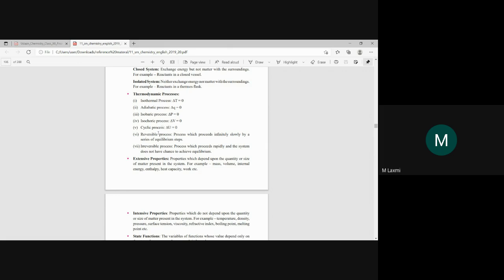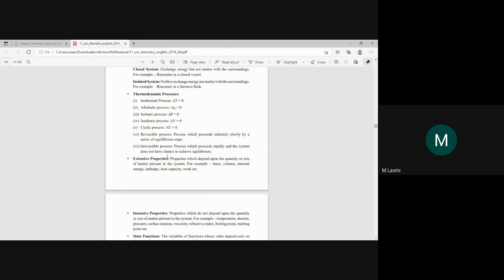Now, moving to the reversible process. The process which proceeds infinitely slowly by a series of steps, where in all the steps equilibrium is maintained, is called a reversible process. What is an irreversible process? The process which proceeds rapidly, where the system does not have a chance to achieve equilibrium, is called an irreversible process.